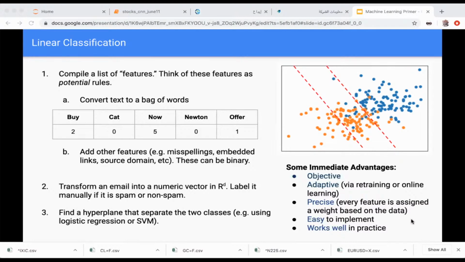And second, it is adaptive. You can adapt to the changing tactics used by the spammers by refreshing your data set and retraining the model every once in a while. And it is precise. For every feature, for every rule, the model will assign a weight based on the data, so you will know which rule is more important than the other. And it is easy to implement and works quite well in practice.